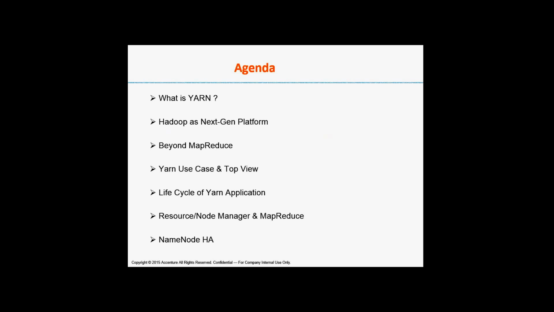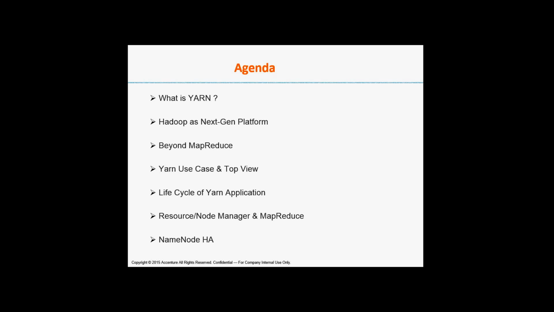How it is beyond MapReduce. What is there in MapReduce? And what is beyond MapReduce? Okay, and the YARN use case, the top view of YARN working, and the life cycle of a YARN application. We'll come to understand the resource manager, node manager, and MapReduce, and finally NameNode HA.